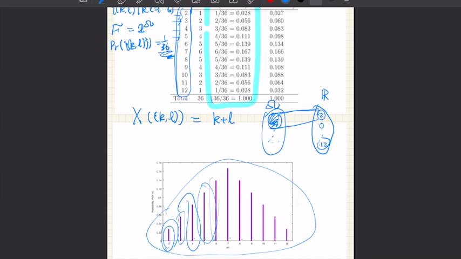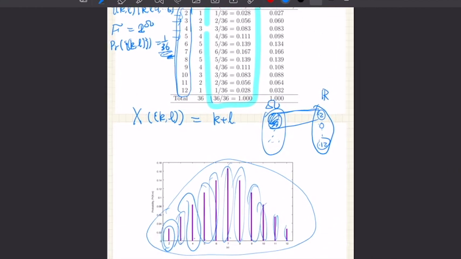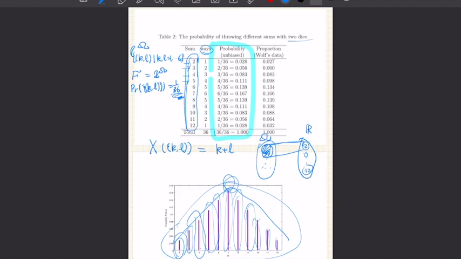Okay, so then we can calculate the cumulative distribution function. So it will increase rapidly, then slowly in this case. Okay, that's because it has a peak here. Okay.